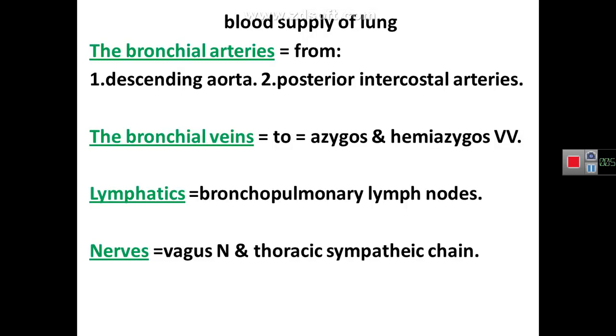Blood supply of the lung is derived from the bronchial arteries, which are branches from the descending aorta and branches of the posterior intercostal arteries. Venous drainage of the lung will be to the azygos vein on the right side and the hemiazygos vein on the left side. Lymphatic drainage of the lung will be toward the bronchopulmonary lymph nodes. Nerve supply to the lung is autonomic, which is parasympathetic from the vagus nerve, the 10th cranial nerve, and sympathetic from the thoracic sympathetic chain.